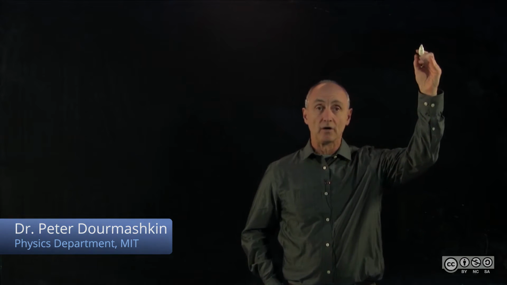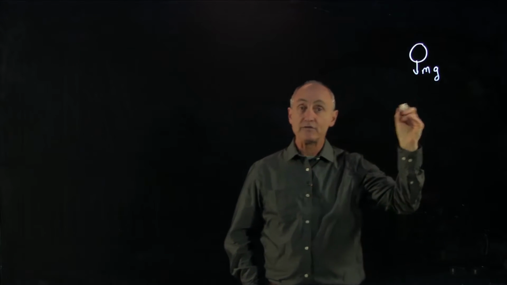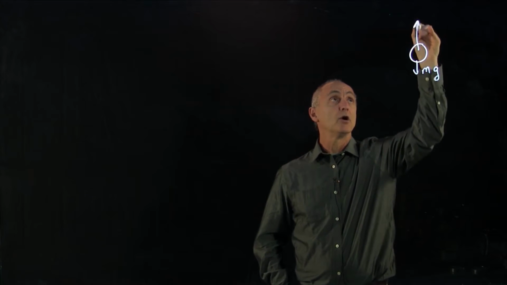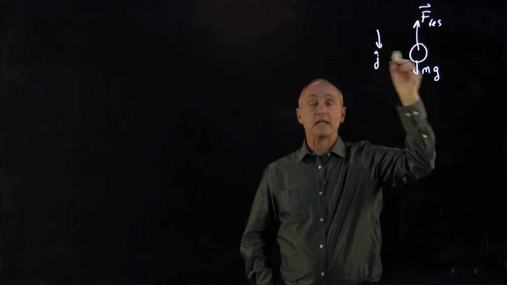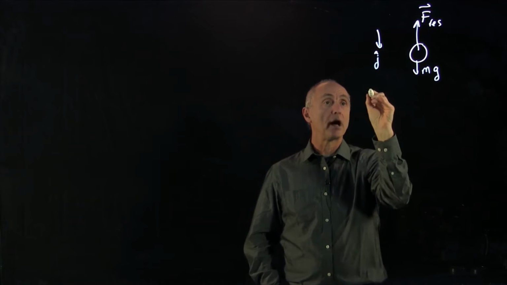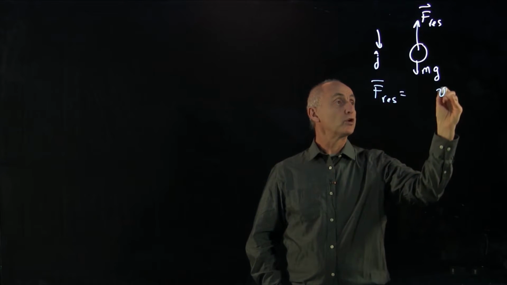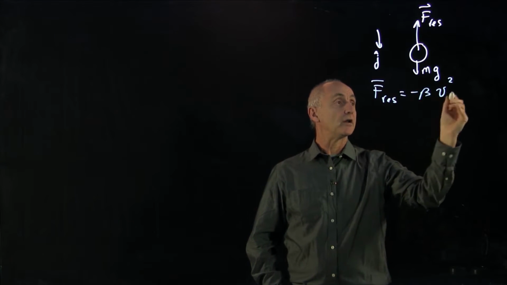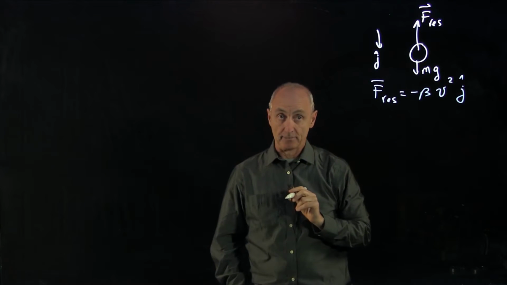Now we're going to analyze a more complicated example of drag forces, where we have an object falling freely in a gravitational field with gravity. We have a resistive force, and this is an object in air. And so our model for the resistive force will be that it's proportional to the velocity squared. Now, to get its direction right, opposing the motion, j hat.